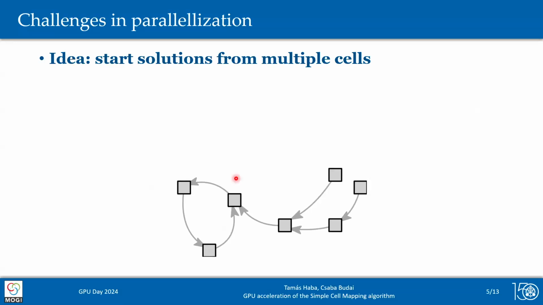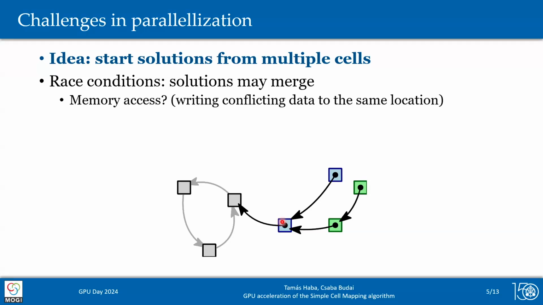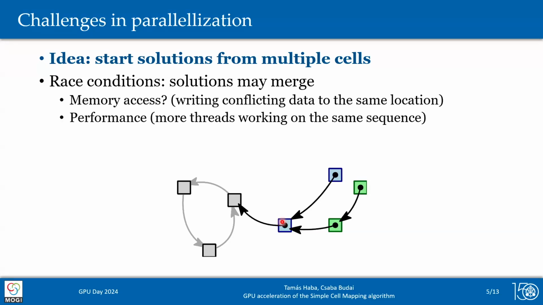The main idea here was to speed up the cell mapping algorithm by using parallel computing. The idea is to start from separate cells with separate solver threads. This raises some challenges, because it is possible that race conditions occur when 2 cell sequences merge at a common point. There are problems regarding memory access and performance, because it's not ideal that 2 threads calculate the same trajectory.